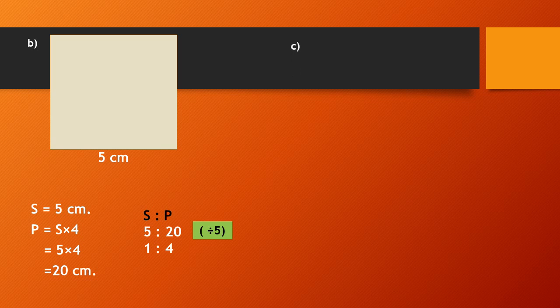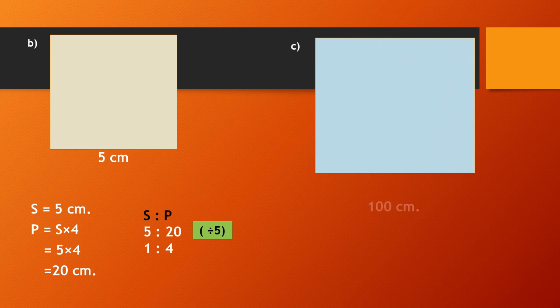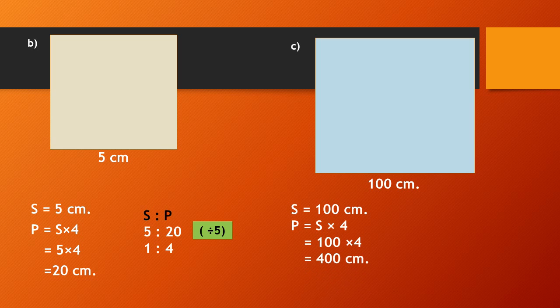Let's see exercise 3. If we have a square with side length 100 cm, I need to find the ratio between the side length and the perimeter. We multiply the side by 4 to get the perimeter 400 cm. To find the ratio between the side length and the perimeter, it's 100 to 400. Divide both of them by 100, we get the simplest form 1 to 4.